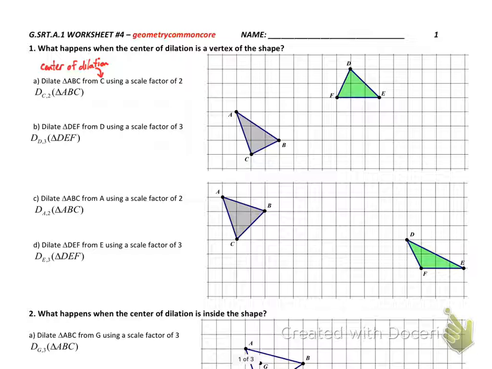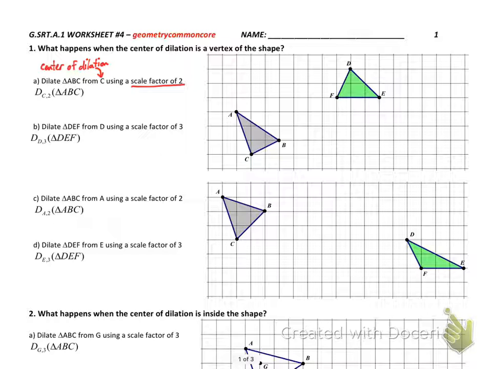It might be obvious enough to you, but just to make sure you're reading it correctly. And, of course, it says scale factor of 2. We know we're going to double all of our distances.